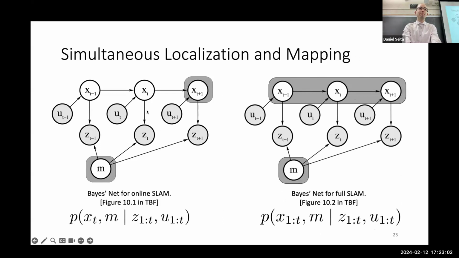All right, does this Bayes net make sense for everyone? Again, it's just a model for describing how the system evolves over time, and the unobserved variables are the things that we are trying to get some distribution about.